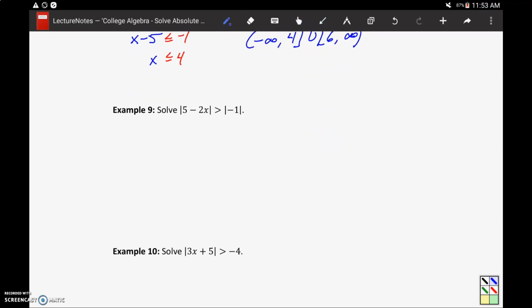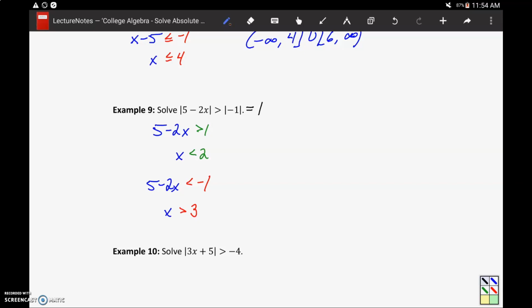In example 9, we have one extra step that's not a very complicated step. We begin with the absolute value of 5 minus 2x is greater than the absolute value of negative 1, but the absolute value of negative 1 is just 1. So what we would have is 5 minus 2x greater than 1, and 5 minus 2x less than negative 1. And then we could solve each of those inequality statements to get x is less than 2, and x is greater than 3.